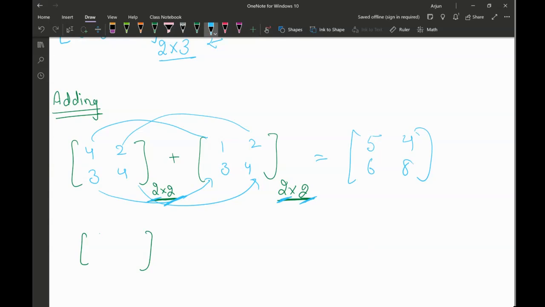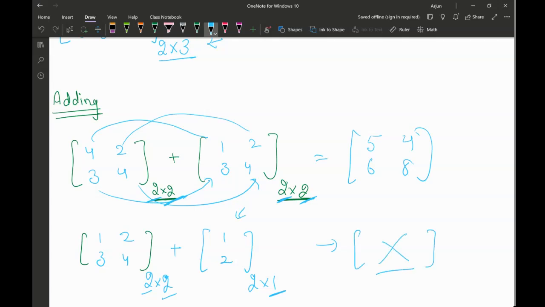Now if I write a matrix as 1, 2, 3, 4, and add another matrix 1 and 2, the number of rows are the same, but the number of columns are not the same. There is only one column in the second matrix. I cannot add them. I can't add this kind of matrices.